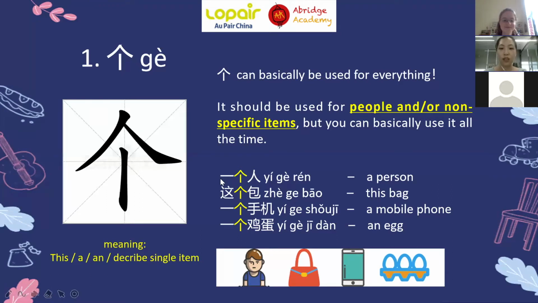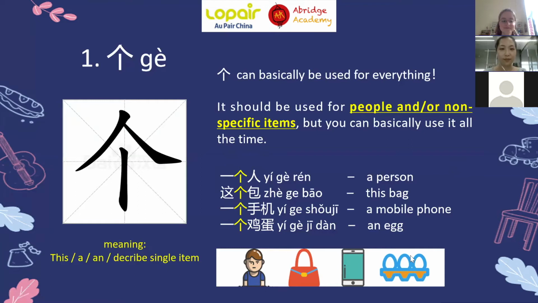So the first is the quantity: 1, 2, 3, 4, how many, and then this is the measure word, and then the third is the item. So 个 is very common, really, really common in Chinese.